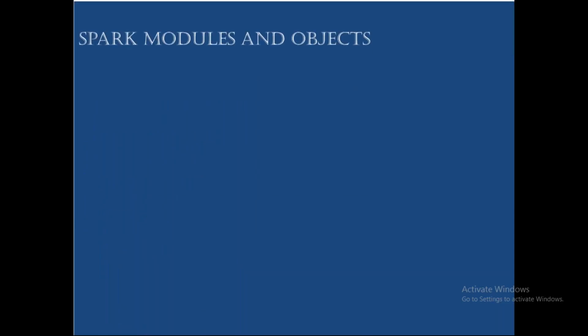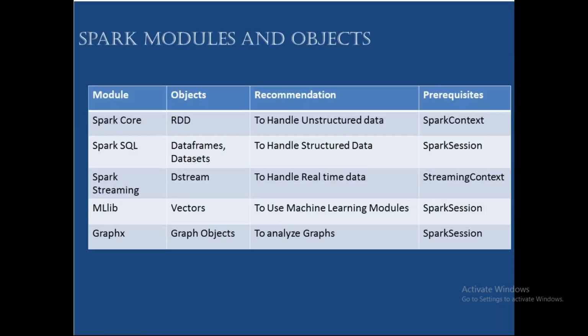So the first thing is Spark modules and objects. You see here we have something called a module, and here we have an object. Spark Core is a module, and in Spark Core we are going to create something called RDD objects. You can use these RDD objects to handle structured data, semi-structured data, and unstructured data. But this is recommended to handle unstructured data.